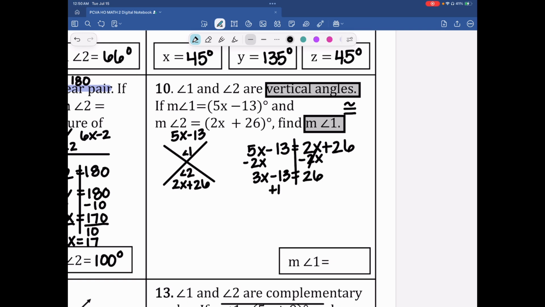Then I'm going to add 13. And then I have 3x equals 39. Divide by 3. And x is going to equal 13. Now again, we found the measure of x, or what x is equal to. We need to find the measure of angle 1. So I'm going to substitute 13 back into 5x minus 13. So I'm going to say 5 times 13 minus 13.